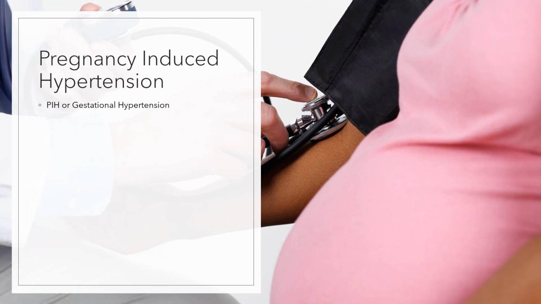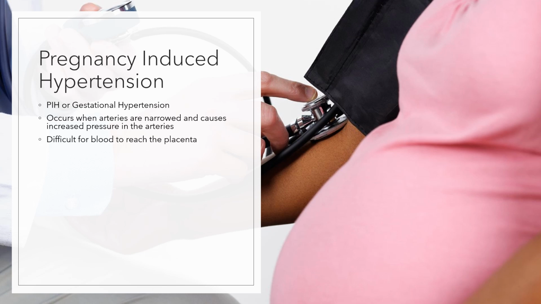Pregnancy-induced hypertension. It's also known as PIH or gestational hypertension. Occurs when the arteries are narrowed and causes increased pressure in the arteries. This makes it difficult for blood to reach the placenta and the fetus. Without good blood flow, nutrients and oxygen supply to the fetus are decreased and can cause decrease in fetal growth.